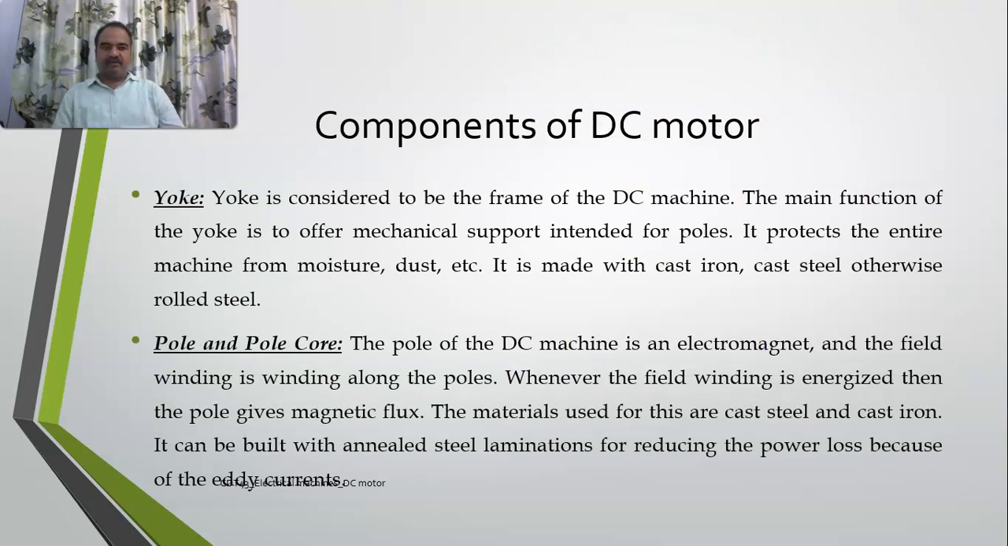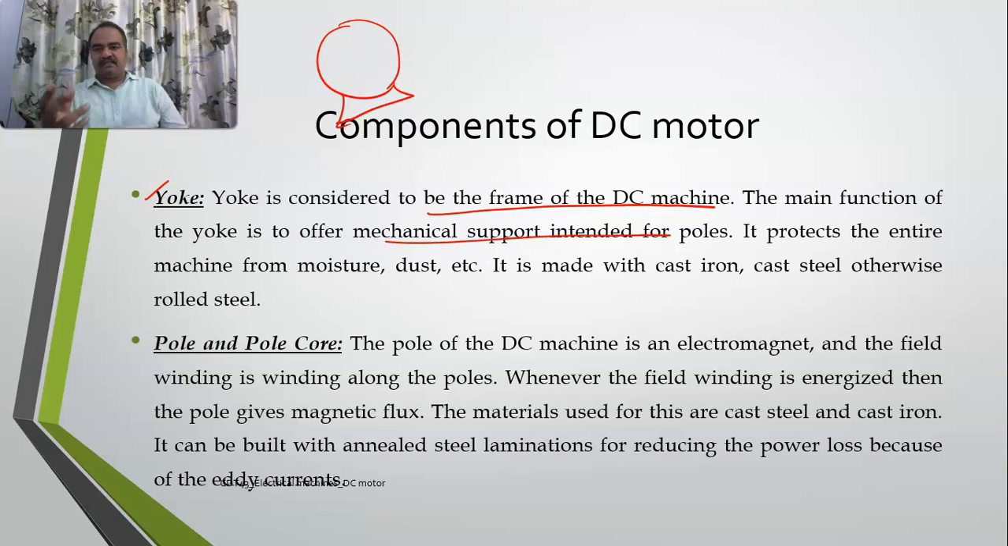Now we will see the important components of your DC motor. The first one is a yoke. We call it a mechanical support to your entire machine. Okay, that is called the frame of the DC machine, and it offers mechanical support for the poles. It also keeps your machine enclosed in the yoke so that no moisture or dust falls into it.